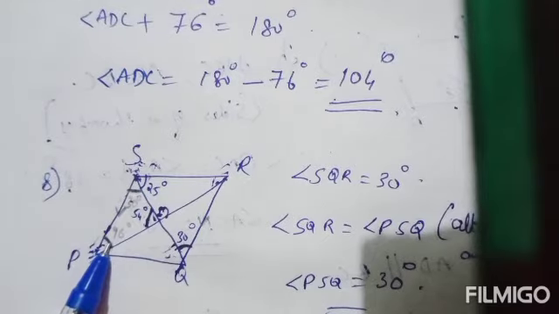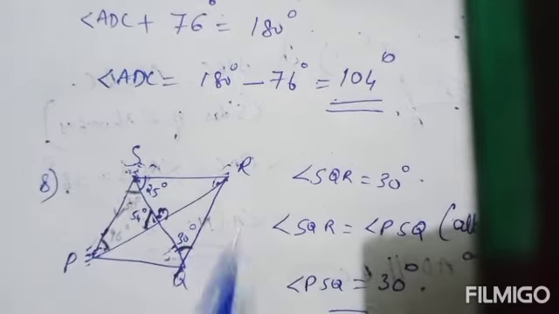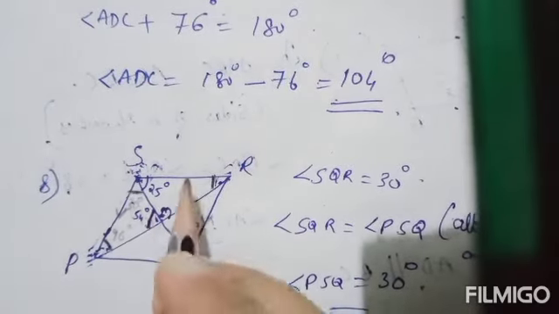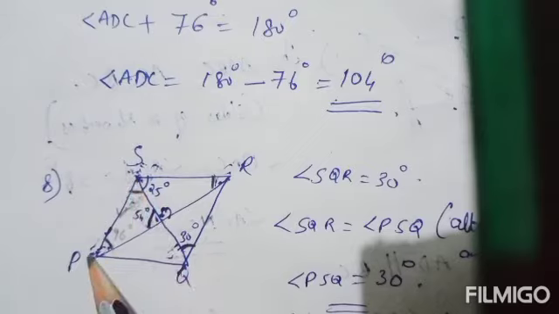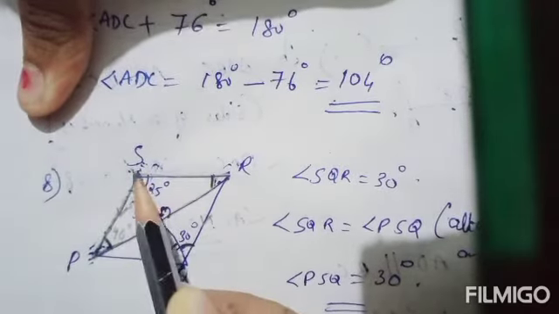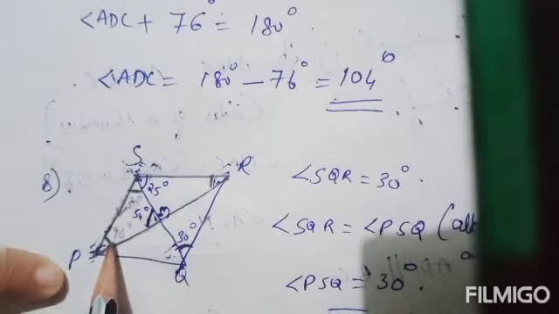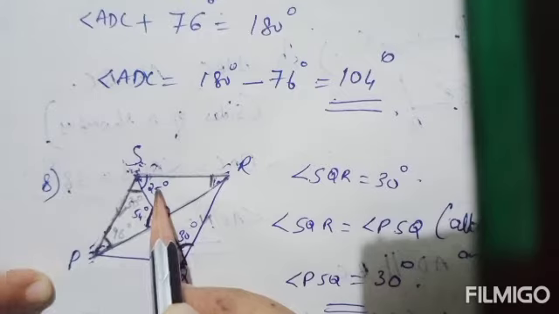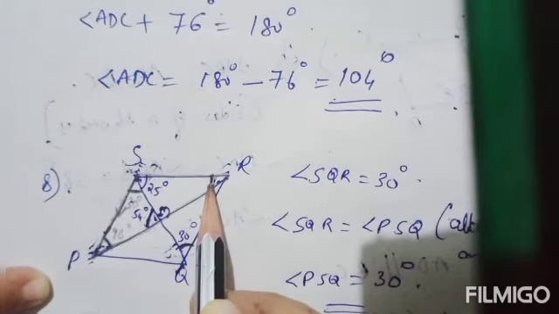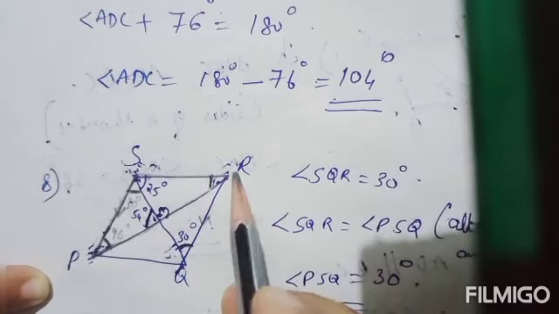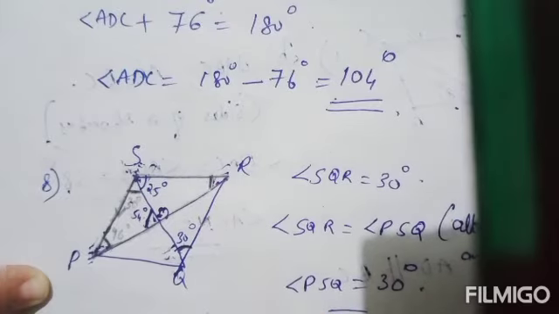Okay, next, the second one: angle PRS, that is this angle. This angle you need to find. Second question. Now you can consider triangle PSR, this triangle. Considering this triangle, one angle is 96 degrees. The second angle, 30 plus 25, you will get 55 degrees. You can find the third angle, that is angle PRS, by the angle sum property.